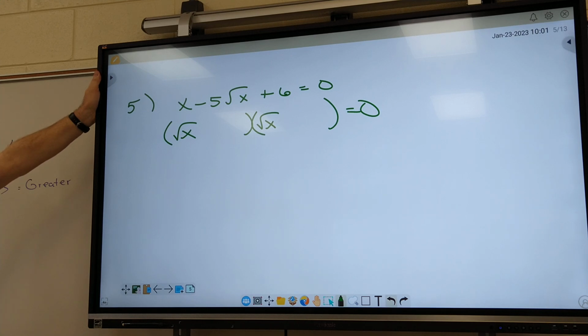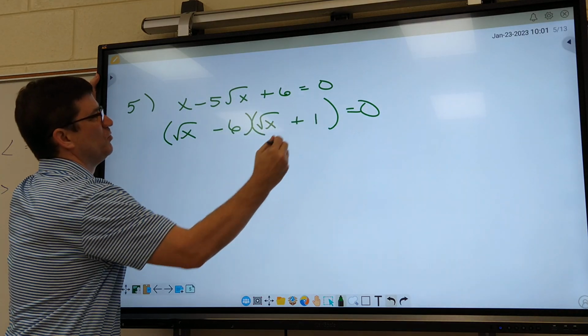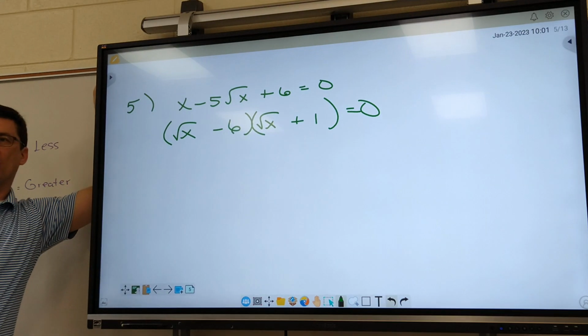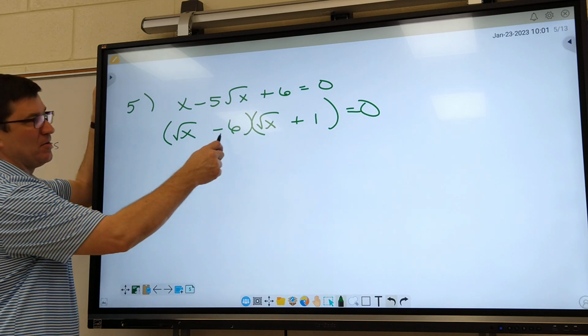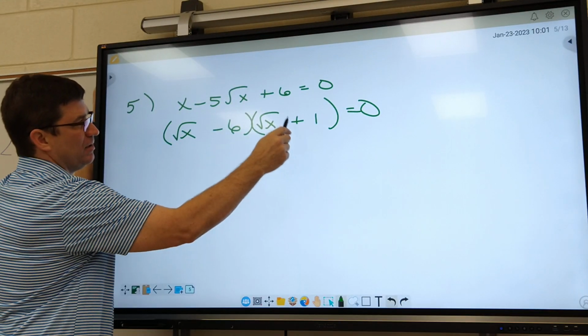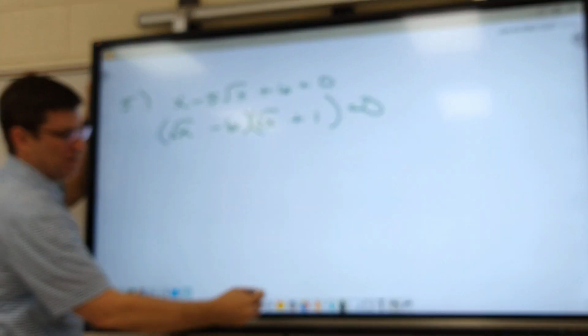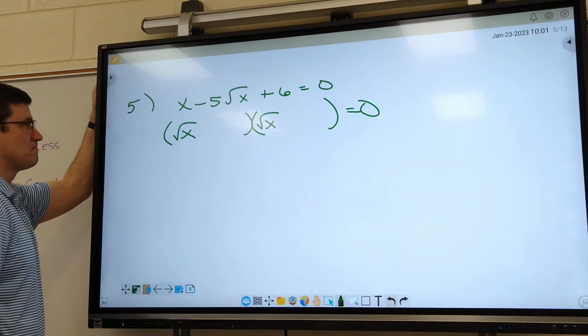All right, so somebody did this last block, minus 6 plus 1. Tell me why that won't work. That is wrong. Why is that wrong? If I add them up, I get negative 5, but what do I get if I times these two? Negative 6. Oh, we got to get positive 6. All right, so that doesn't work. What are some other factors for 6?